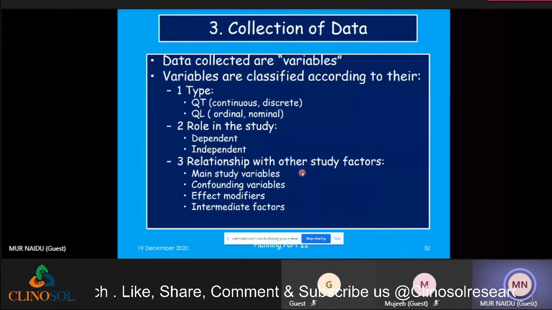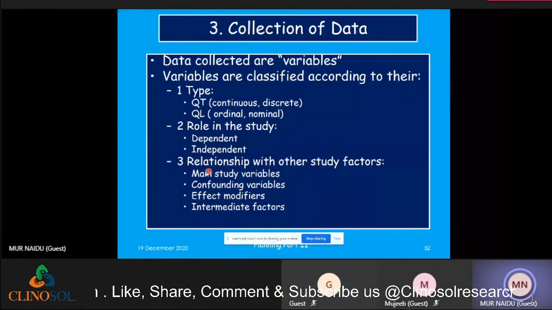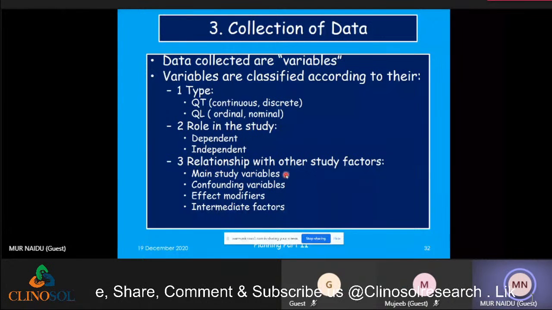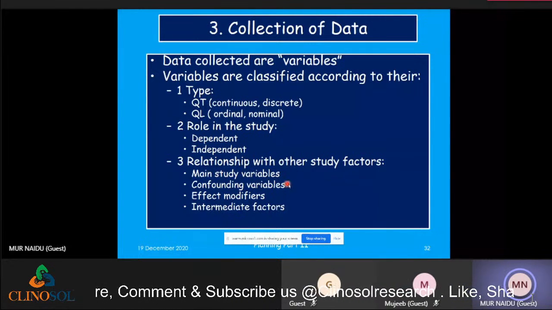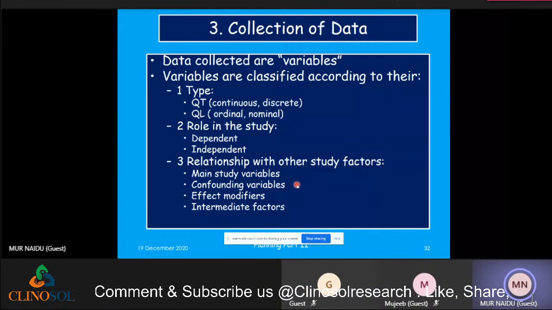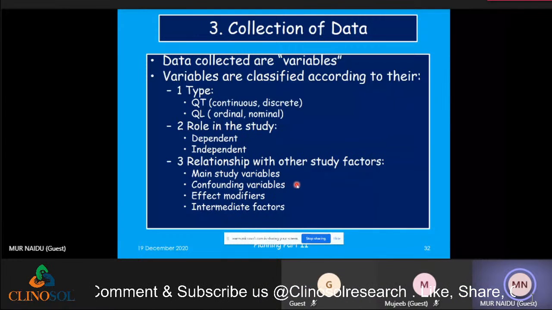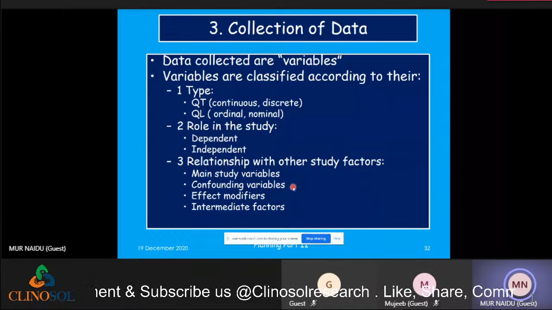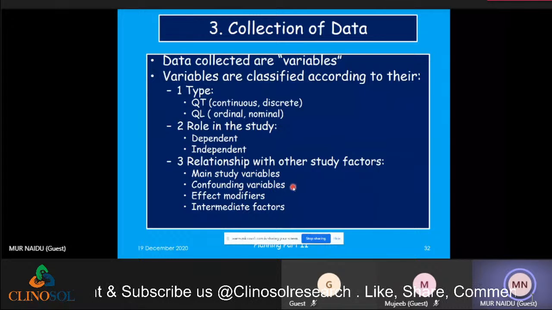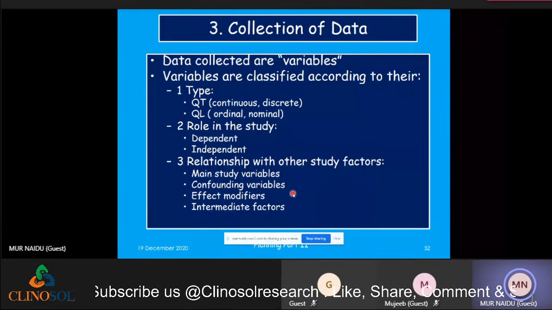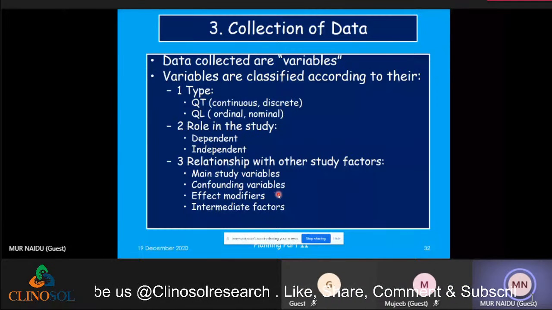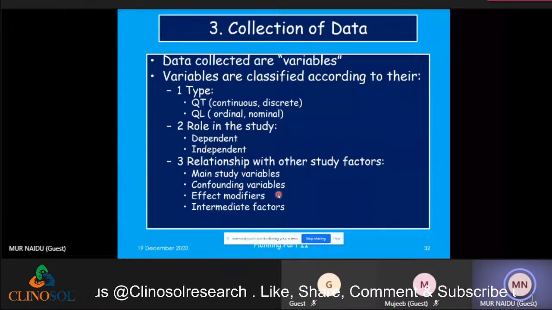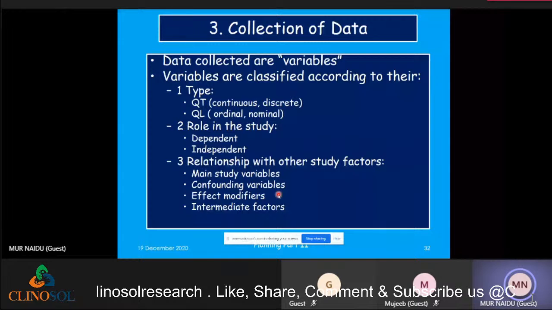Then confounding factors. For example, you are doing a diabetes study. One of the confounding factors is diet. The person is taking a diabetic diet or doing exercise. It will become a confounding factor. You are doing a study on hypertension. The person may be a smoker. It will become your confounding factor. There are so many effect modifiers that affect your effect, then intermediate effects. These are the types which will influence your data collection and variability.